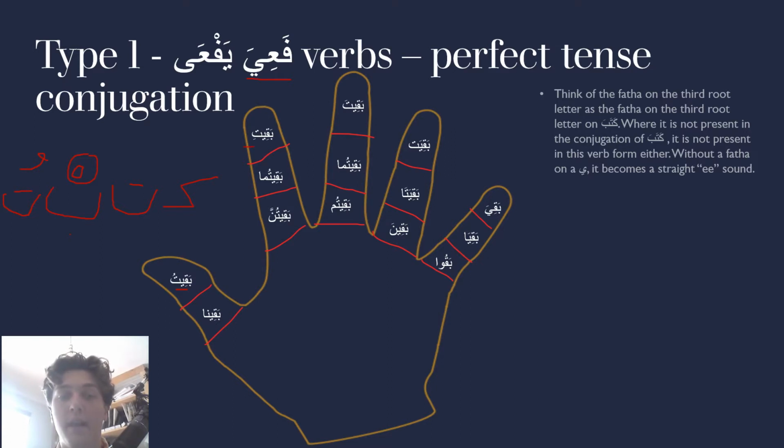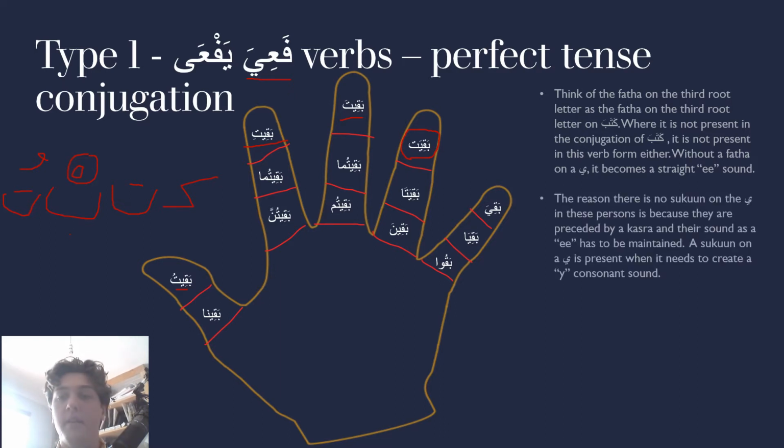Quite similarly, we have bakiti, bakita. And this is a good example, bakiyat. If we think of the third person feminine singular, so she writes, of kataba, it would be katabat. So it retains its fatha on the ba. So that's why we have it here, bakiyat.